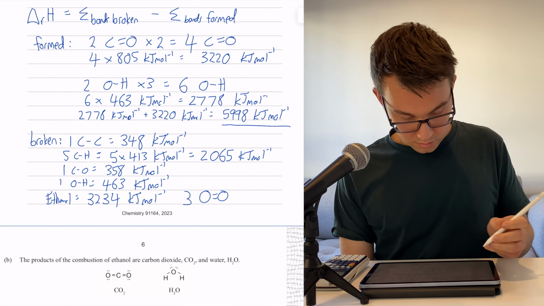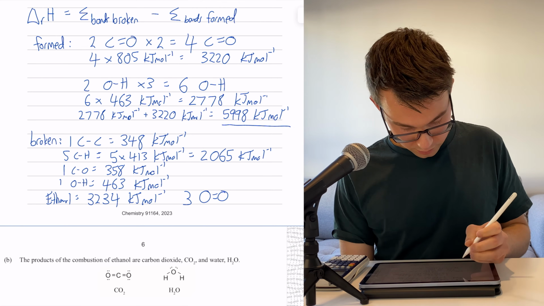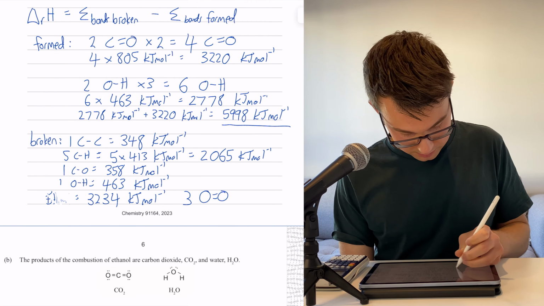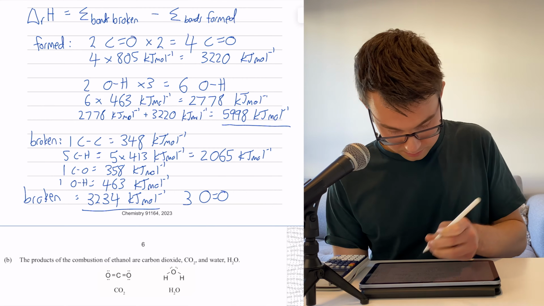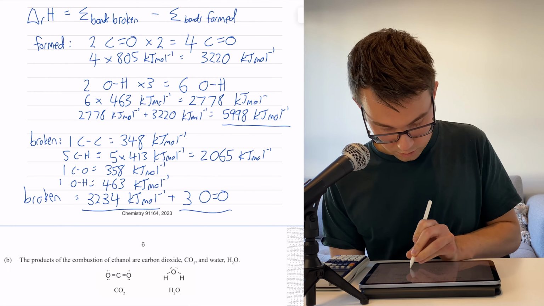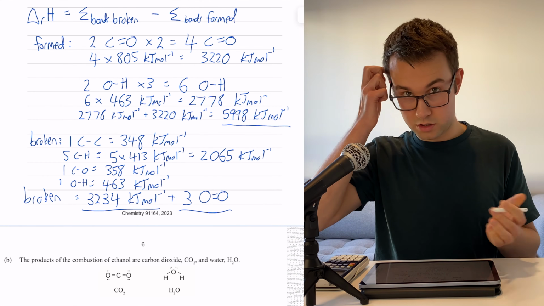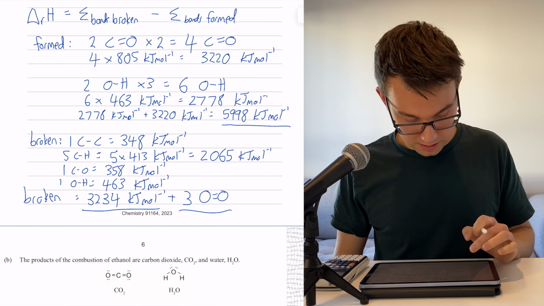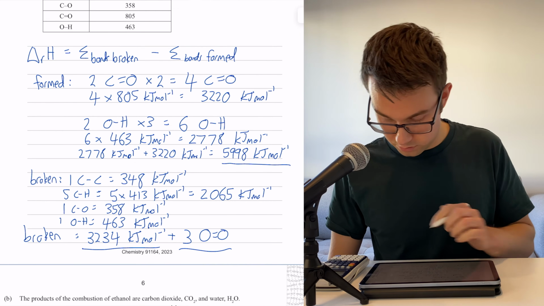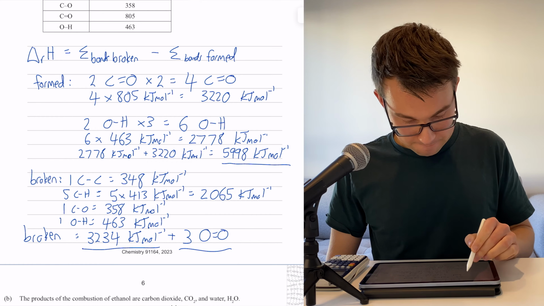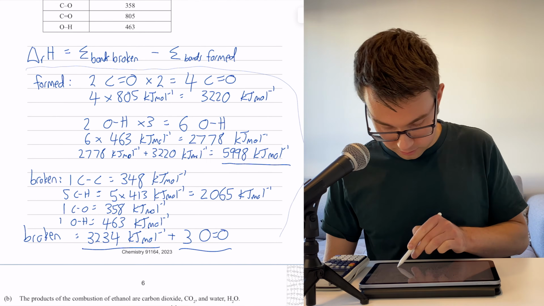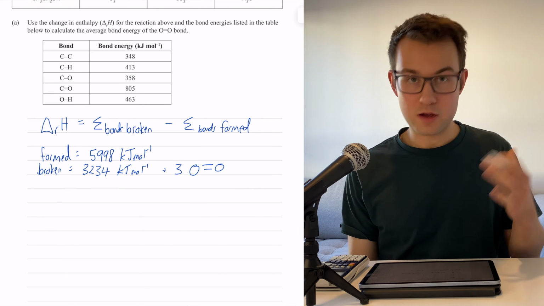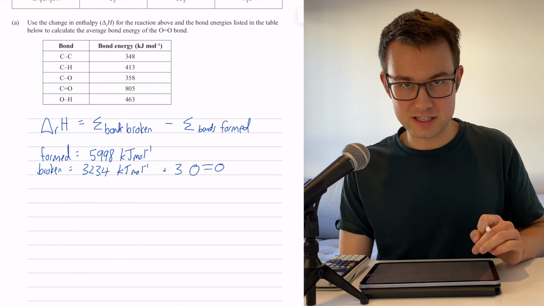Okay. So for the total broken bonds, let's go... Broken is your ethanol, which is here, plus what we're going to find out, 3 O double bond O's. Okay. Now we've run out of room. Let's get some more room. The powers of an iPad. Okay. Wow, I'm back. Crazy. We managed to get some more room.